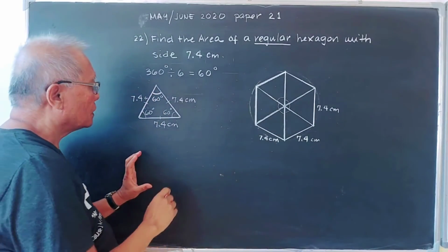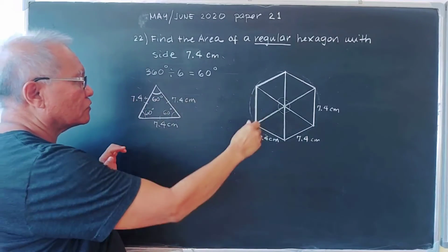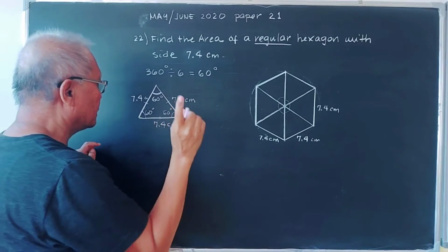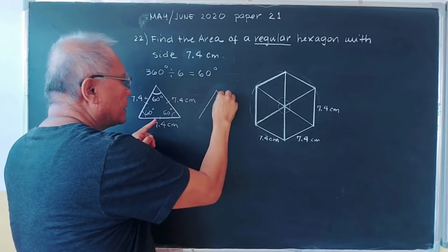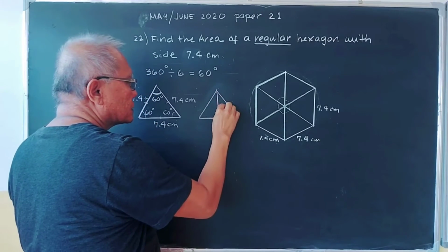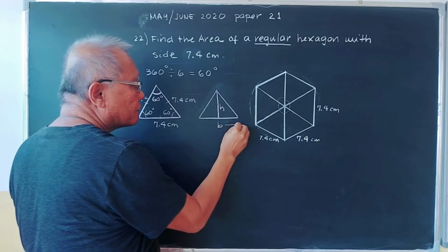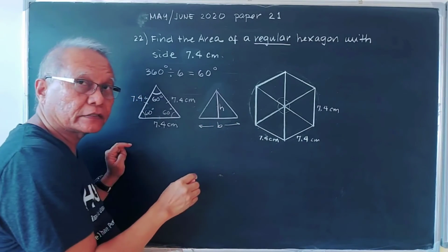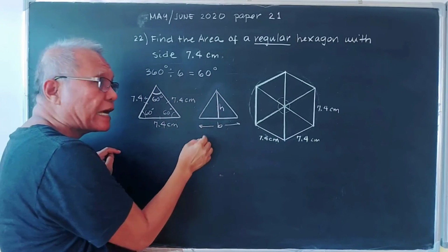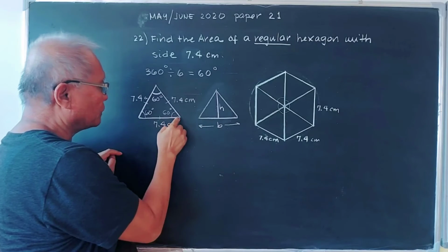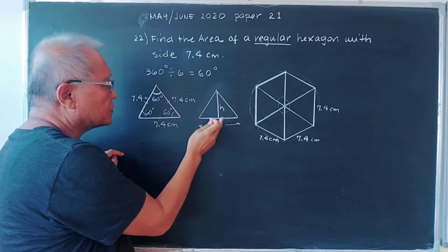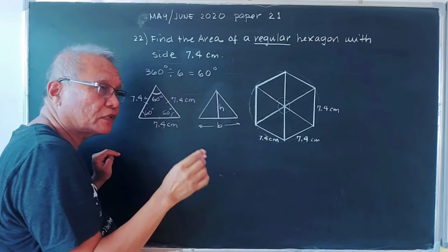Now, let us find the area. Because we are going to find the total area, let's have the area of one triangle first. The area of a triangle is 1/2 base times height, right? The area of this triangle is equal to 1/2 base 7.4 times the height. But the problem here is we don't have the height. So we need to find the height first.